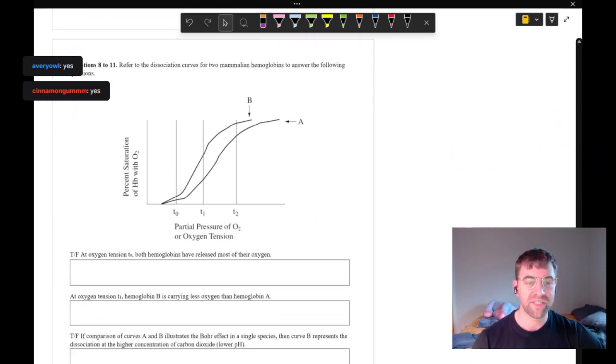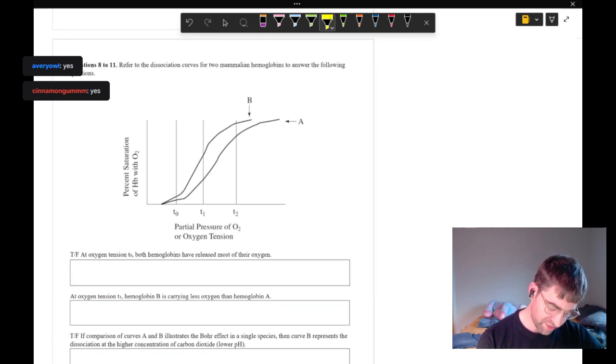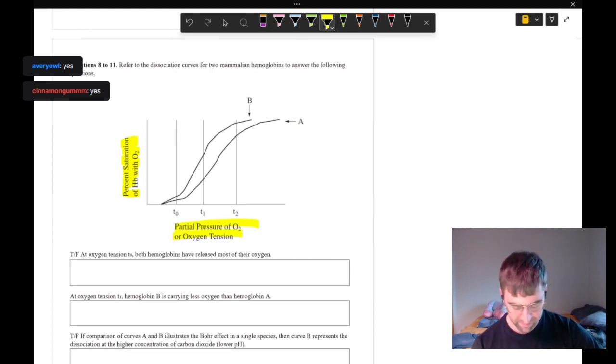Refer to the dissociation curves for two mammalian hemoglobins to answer the following questions. We have percent saturation of hemoglobins with oxygen, and we have partial pressure of oxygen or oxygen tension.